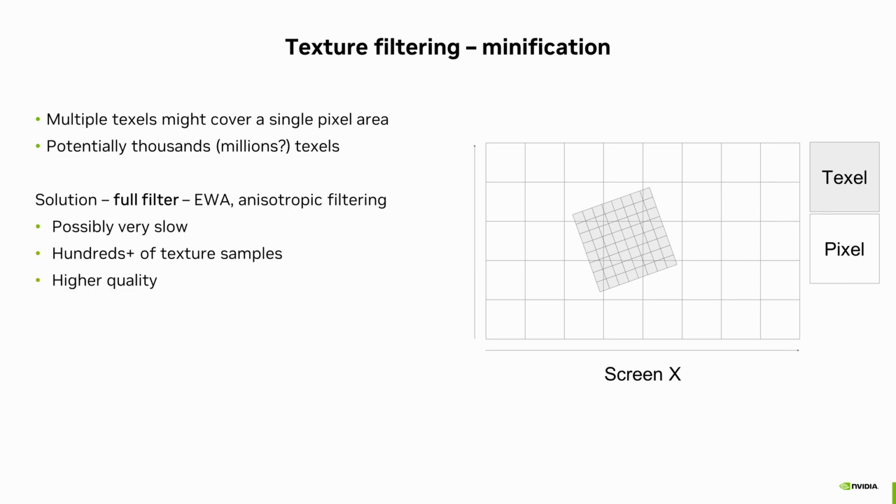We can use full filtering, for example, elliptically weighted averaging or anisotropic filtering, where we evaluate all of those samples and we use weighted averaging. This has the downside of possibly being very slow, taking hundreds, thousands, millions of texture samples. On the other hand, this solution is of higher quality than the alternative used mainly by real-time renderers, pre-filtering.